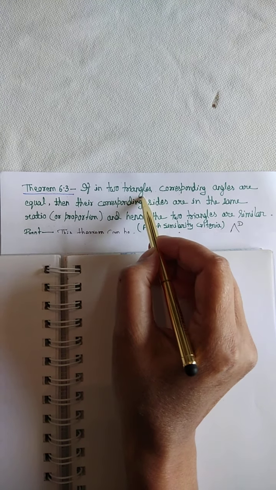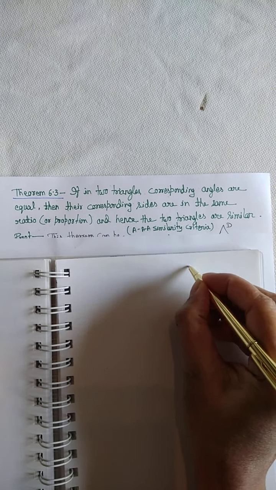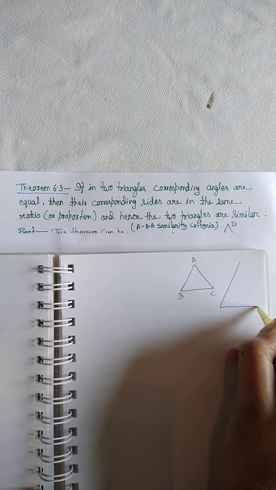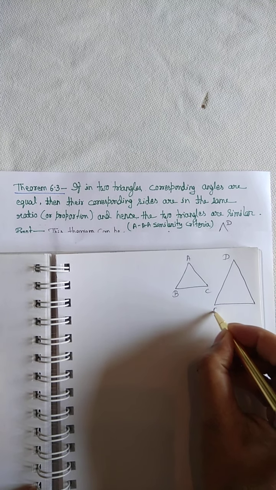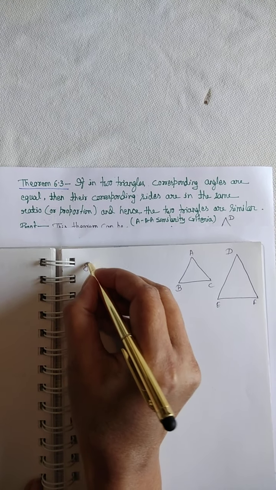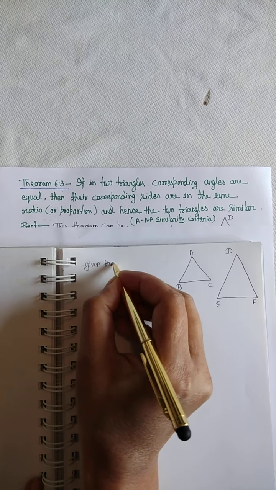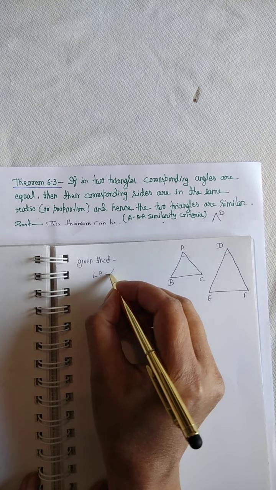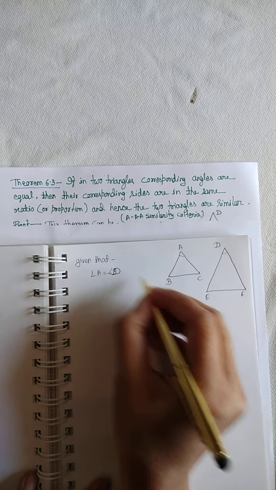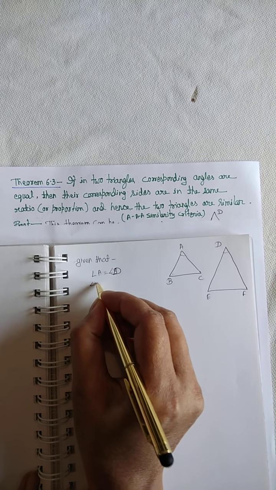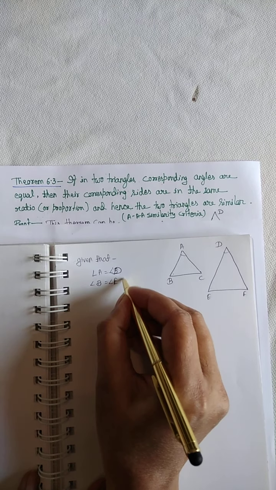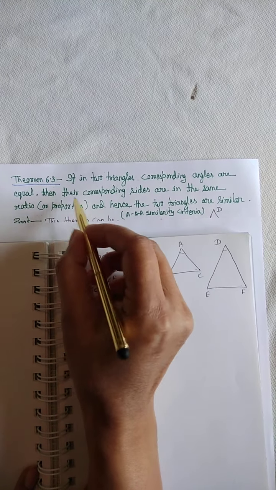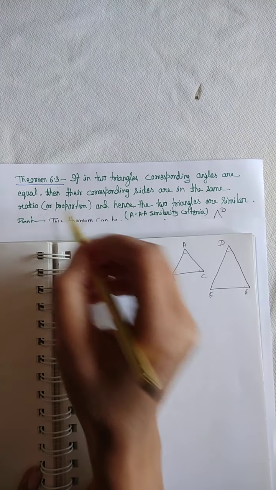If in two triangles corresponding angles are equal, that means if we have two triangles, ABC and another triangle DEF, and it is given that corresponding angles are equal, that means angle A equals angle D, angle B equals angle E, and angle C equals angle F. Then their corresponding sides are in the same ratio or proportion.